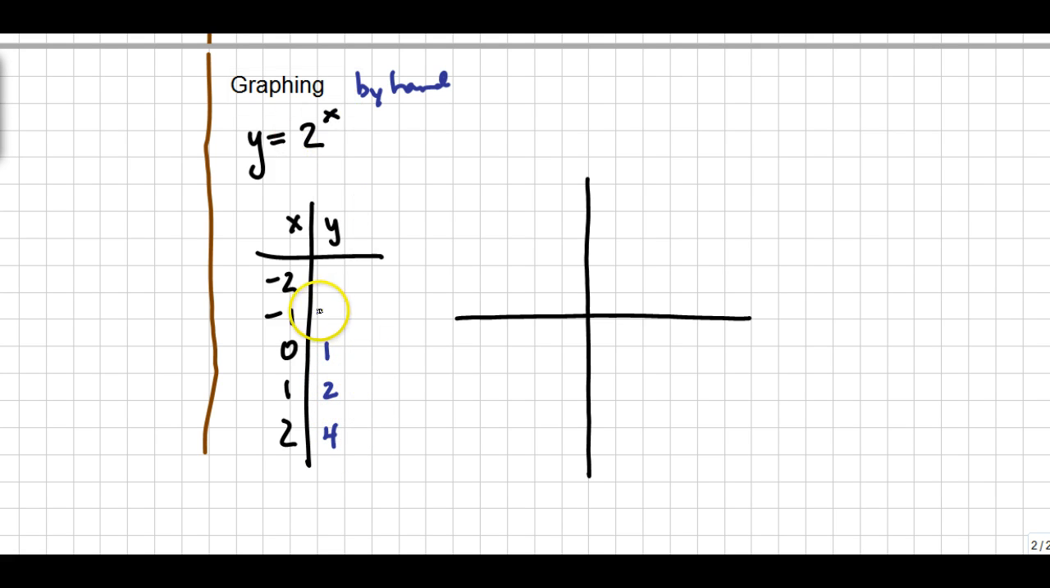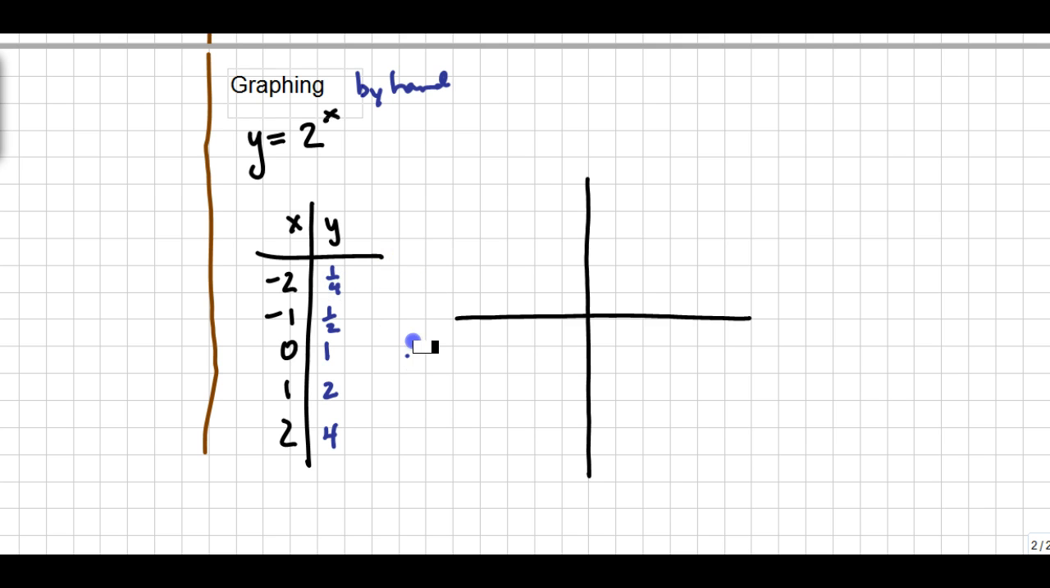Now 2 to the negative 1 is our next one. Remember that that means take the base and flip it over. So we just get 1/2. And then our last one is 2 to the negative 2, which again means we have to flip it over, but then it's going to be 2 squared on the bottom, which is 1/4.